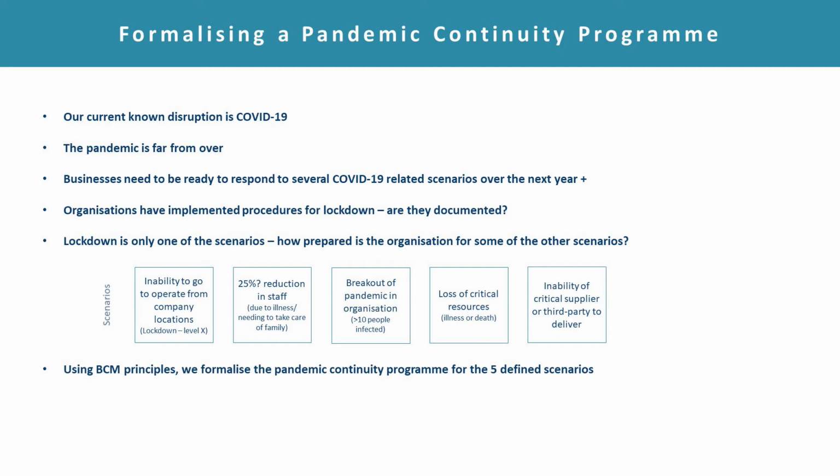So there are various reasons why people could be ill and not be able to operate in large numbers. Scenario 3 looks at perhaps a breakout of the pandemic in the organization. Here the organization would need to make sure that they have some form of containment strategies, communication plans, etc. to accommodate this scenario.